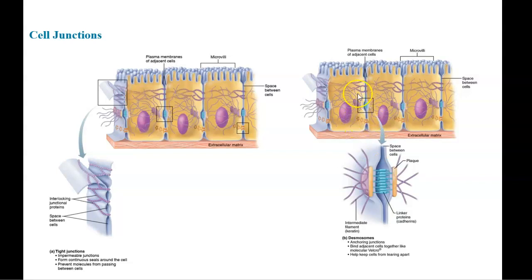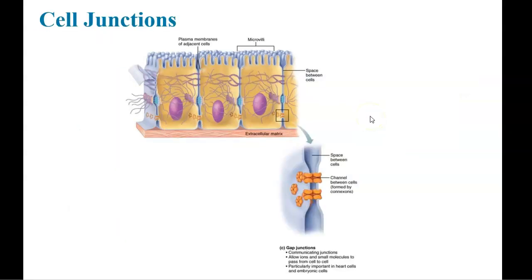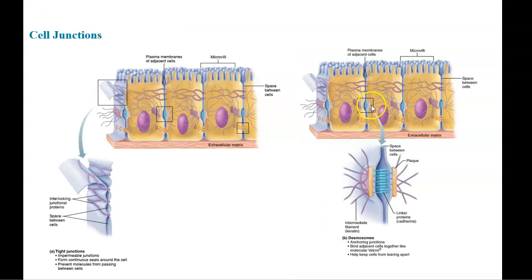So here you can see what it would look like for the desmosome. It creates a network that holds these cells together, so it prevents them from being torn apart.